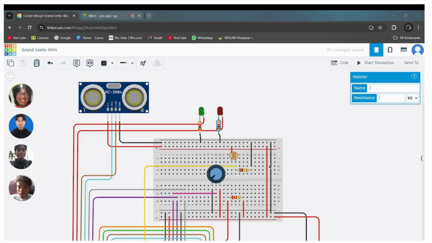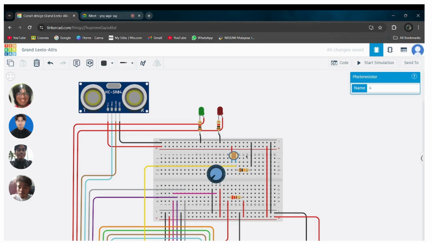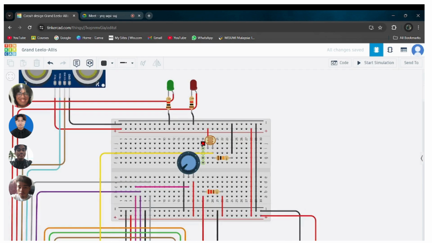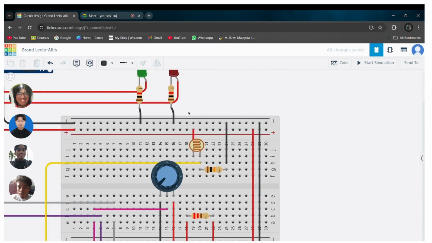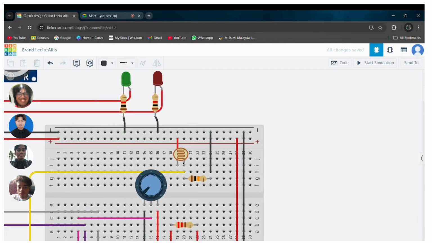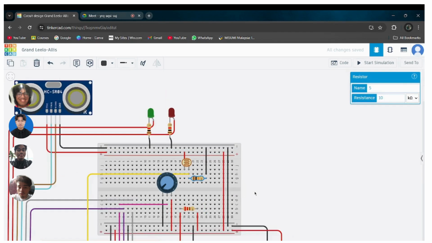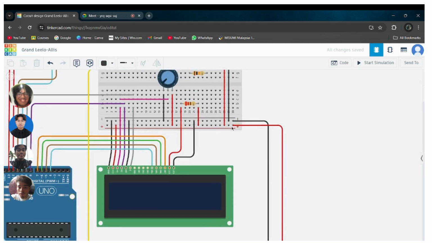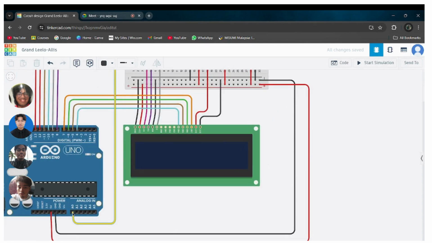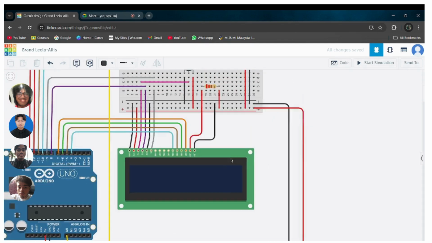For the photoresistor, this is also a necessary component because it is part of a voltage divider. The photoresistor has two legs. The first leg will connect to the 5 volts power supply, and the other leg will connect to A0 and the resistor. The resistor has two legs. One is connected to the photoresistor, and the other leg will connect to the ground.